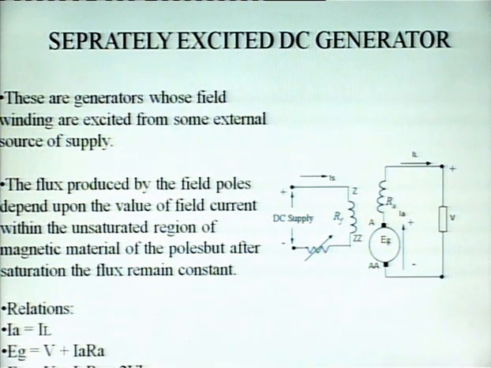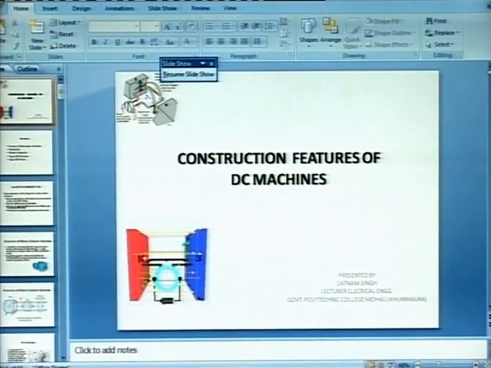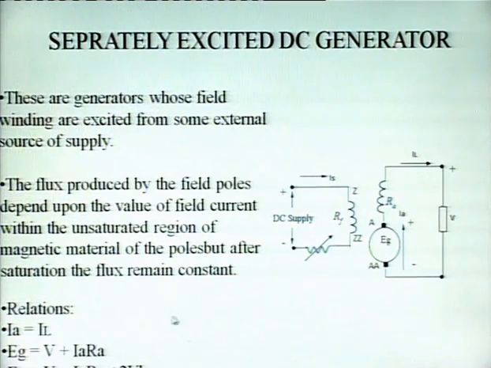Also we can write it as EG is equal to V plus IA RA plus 2VB. This 2VB represents the voltage drop across the two brushes. We multiply this VB by 2 because in the generator we are using two brushes.